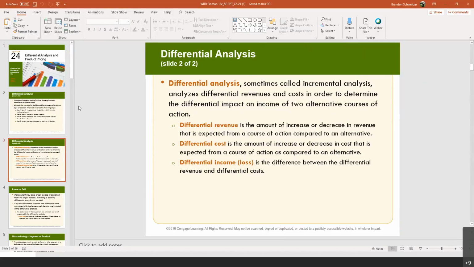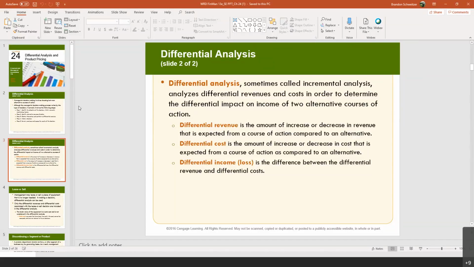Differential revenue is the amount of an increase or decrease in revenue that we expect when we compare these two decisions. So when I look at car A and car Z next to each other, what is the potential revenue I can earn for either one, and what's the difference between the two? I want to do the same thing for cost. So I do what's called differential cost. I look at the increase or decrease in the cost that is expected from the production of either car A or car Z.